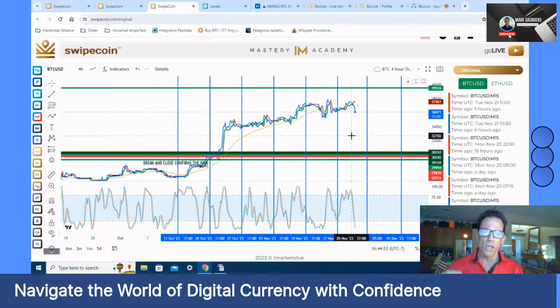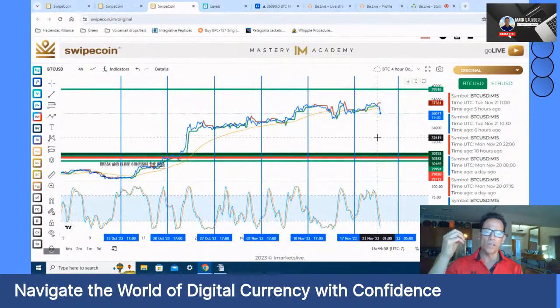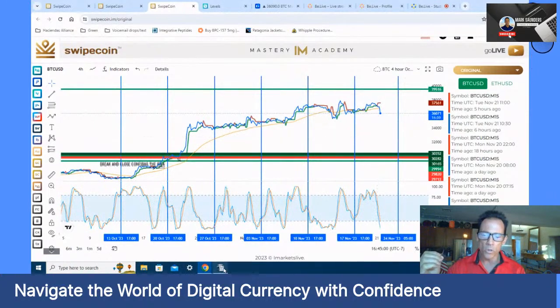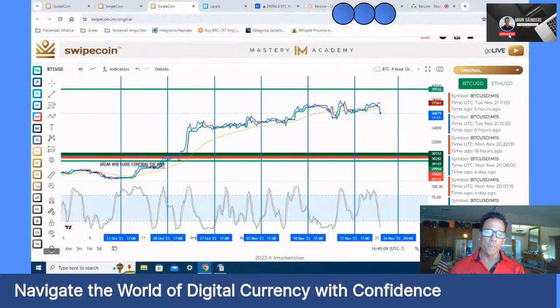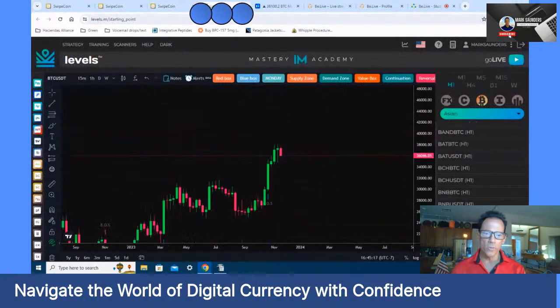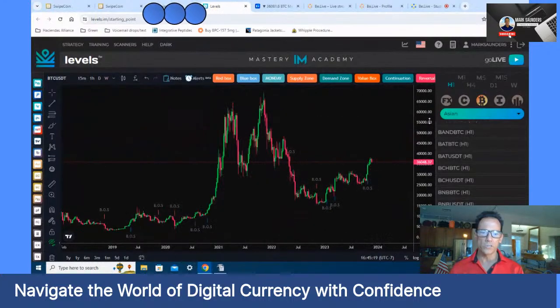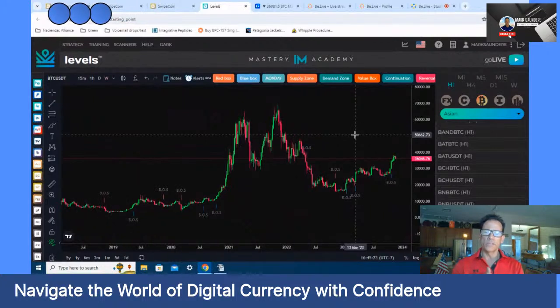Either way is okay. The good thing about what they teach us in the academy is we can profit whether the price goes up or down. So no matter if you're a scalp trader or a swing trader, you can profit when the price goes up or down. Position trading, as a position trader, we're just buying and holding for the long run, right? I'm going to really zoom out from a position standpoint. Now, this is Bitcoin from a position standpoint.